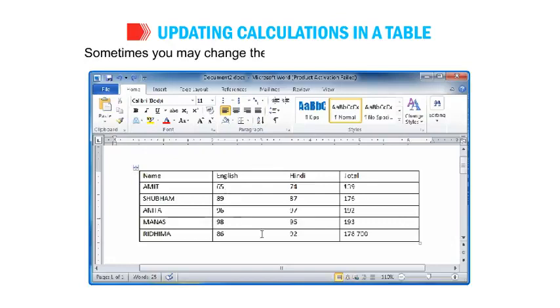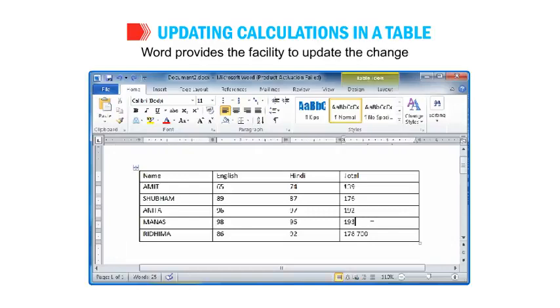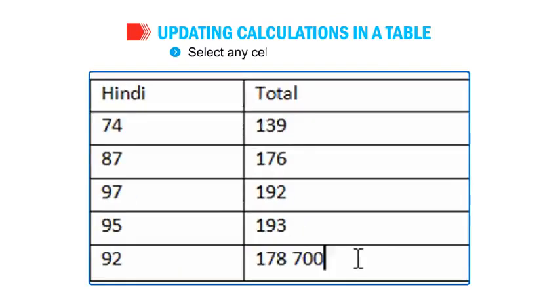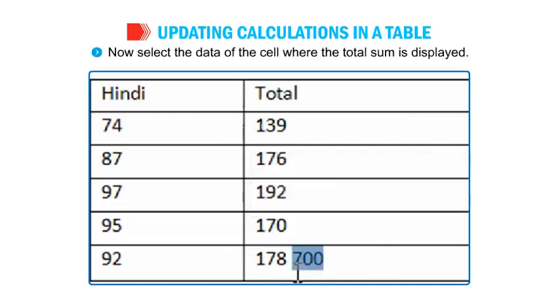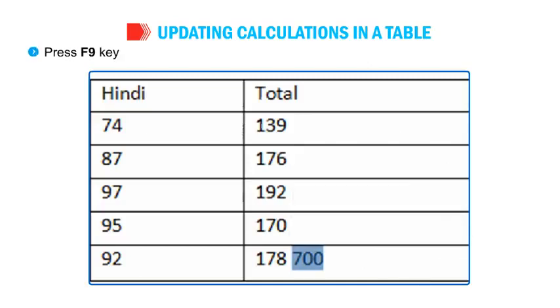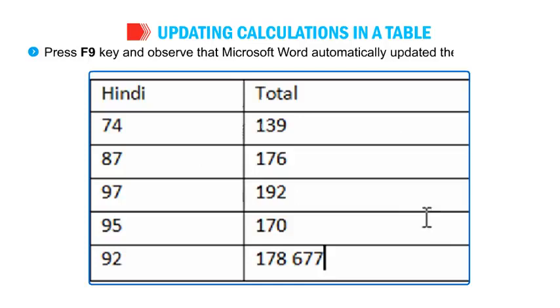Now let's talk about updating calculations in a table. Sometimes you may change the data or add new data in a table. Word provides the facility to update the changes. To update the total sum in a table, select any cell and change its data. Now select the data of the cell where the total sum is displayed. Press the F9 key and observe that Microsoft Word automatically updated the calculations.